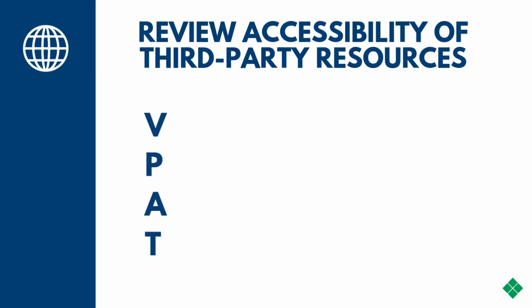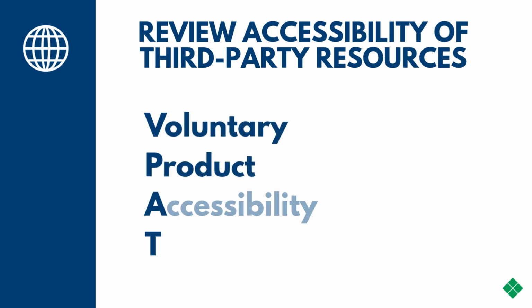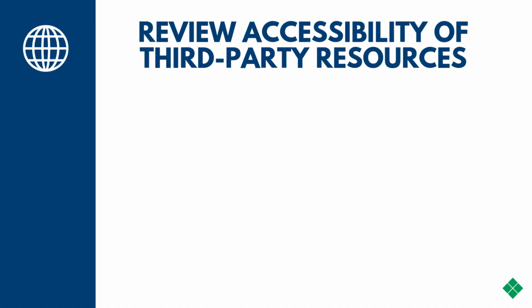One place to start is the VPAT, which stands for Voluntary Product Accessibility Template. This is a document that describes how a product meets accessibility standards based on the vendor's own testing. It is not a guarantee, but it gives you a starting point for evaluation.